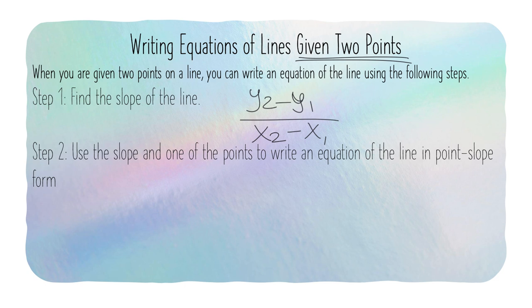So that's going to be your first step. And step 2 is to use the slope and one of the points to write an equation of the line in point slope form. And again, the point slope form is y minus y1 equals m times x minus x1, okay? Those are going to be the steps. So are we going to be given the slope now? No. Now we have to find the slope.